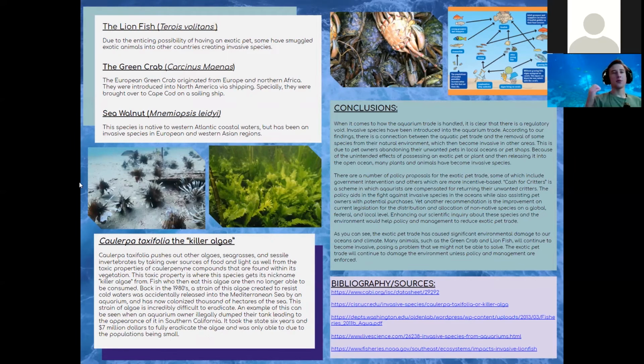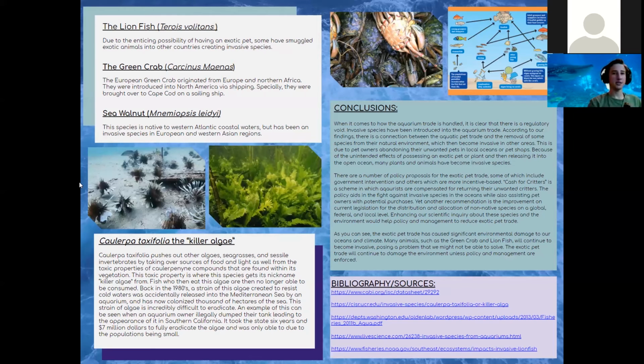There are a number of policy proposals for the exotic pet trade, some of which include government intervention, and some that are incentive-based. Cash for Critters is a scheme that aquarists use, as well as common citizens who want to go out and catch invasive species for themselves. In one instance, people in the aquarium trade can return their animals to a site and receive money back for them. And if it's in the wild, they will actually be able to go out and hunt for these creatures, bring them back, and they'll be rewarded usually with a monetary incentive.